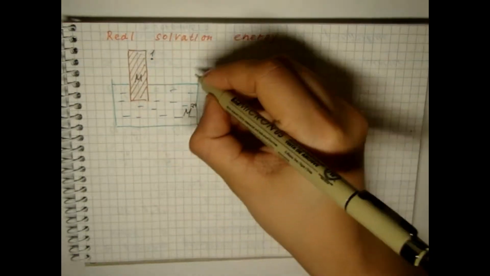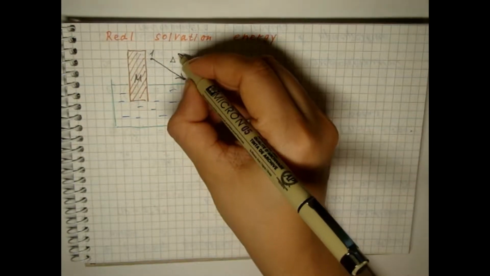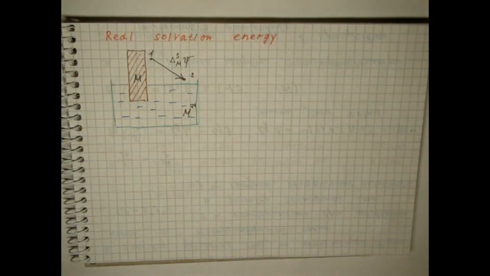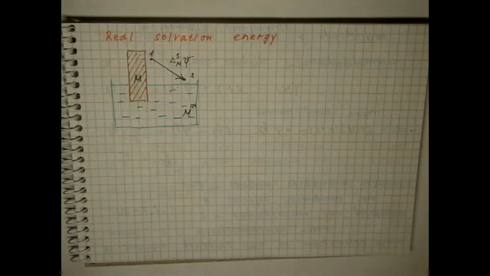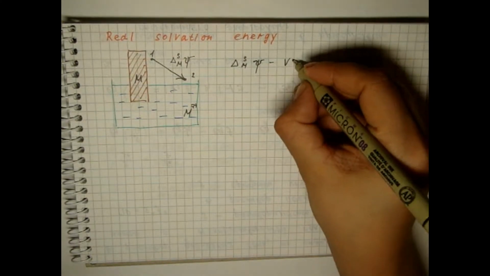Take two arbitrary points, one near the metal and the second near the solution. Between these 2 points there is a potential difference which can be measured, the so-called Volta potential metal solution.